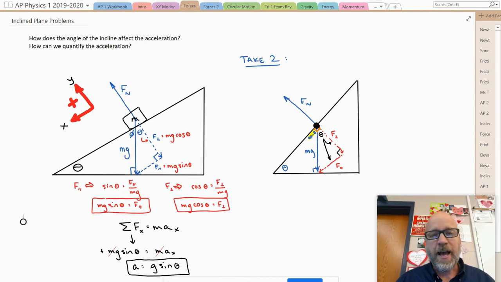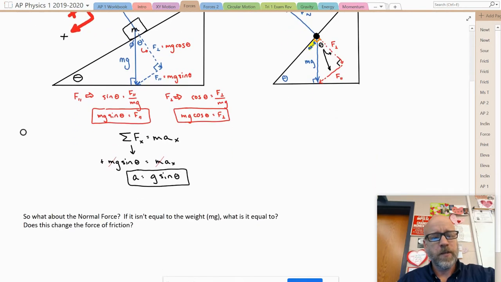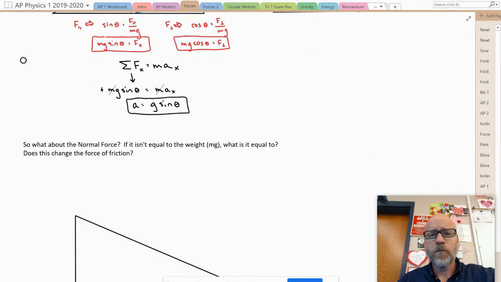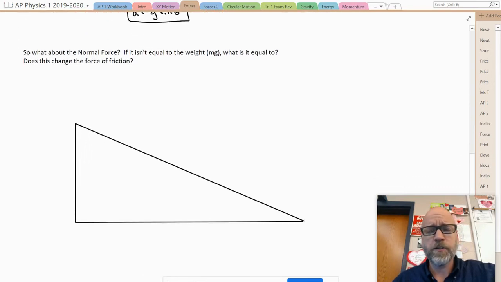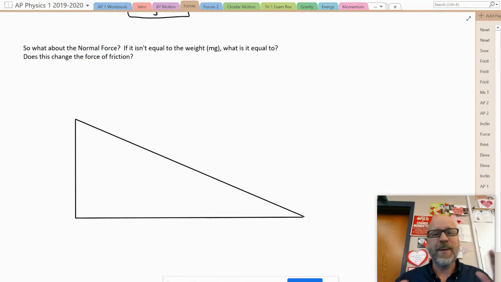So the next question that has to arise is, what about the normal force? If it isn't equal to the weight, what is the normal force equal to? And does this change the force of friction? I know you probably see the answers coming just based on the structure of the questions. But let's take a look at this.